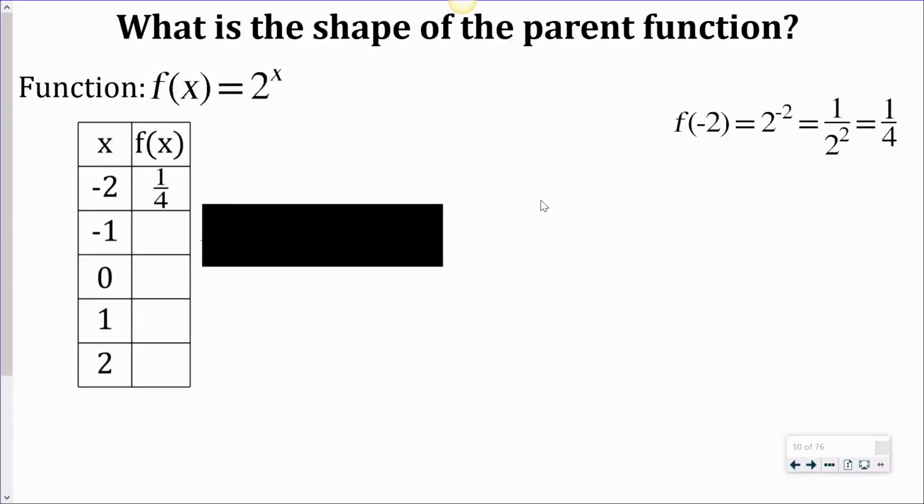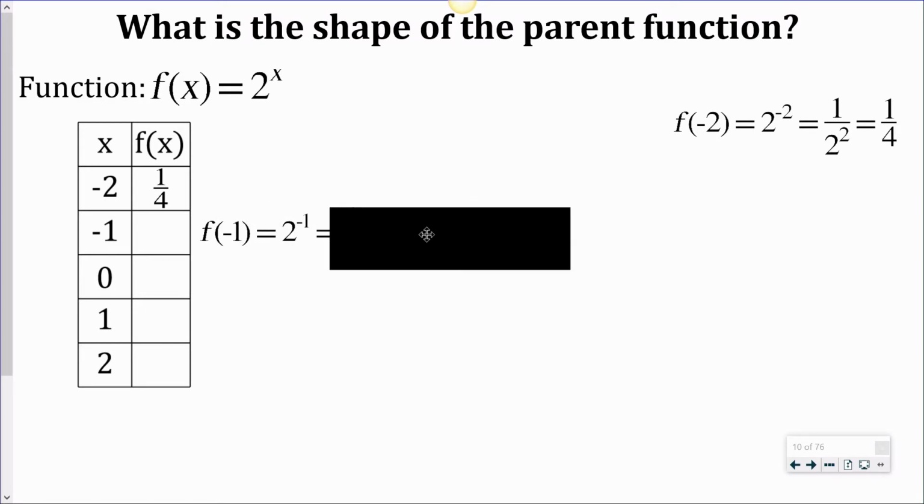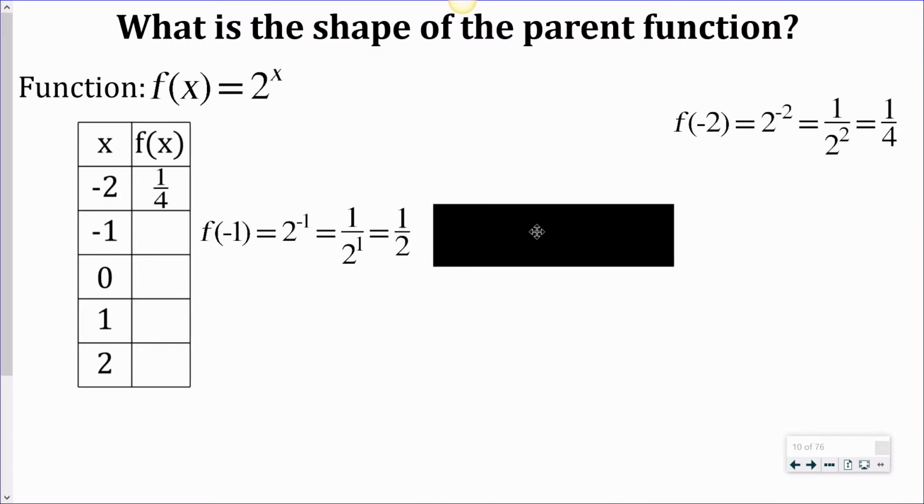We're going to do the same thing with -1. 2 to the -1. There's that nasty exponent again. We don't like that. So we need to move it to the bottom, and we get a positive 2 to the 1, and anything raised to the first power is that number. So our answer is going to be 1/2.